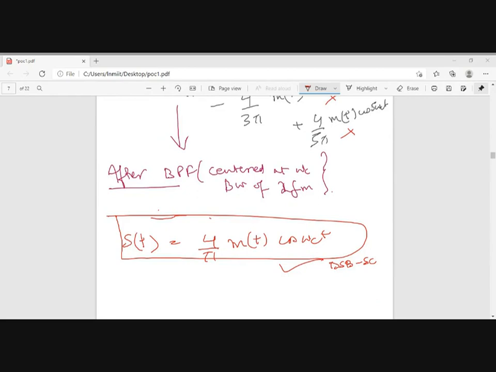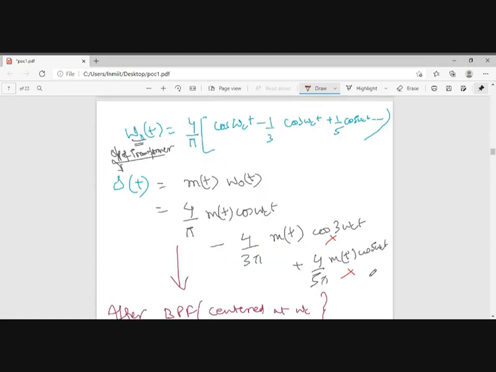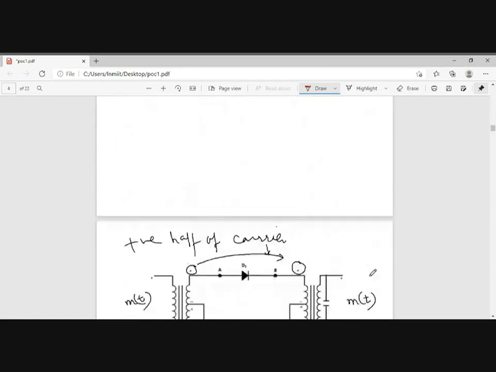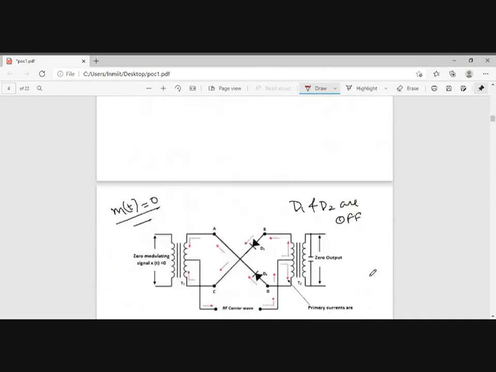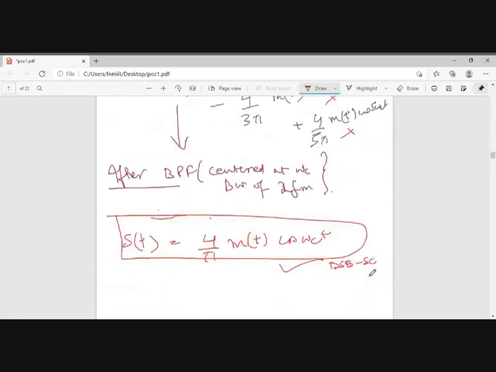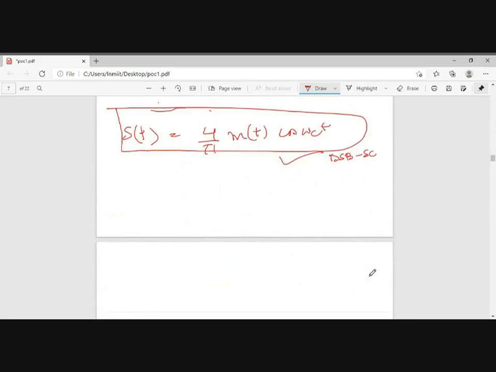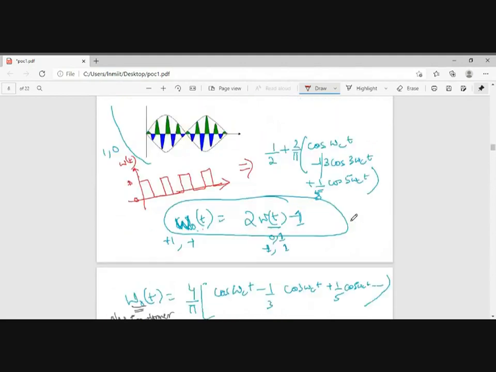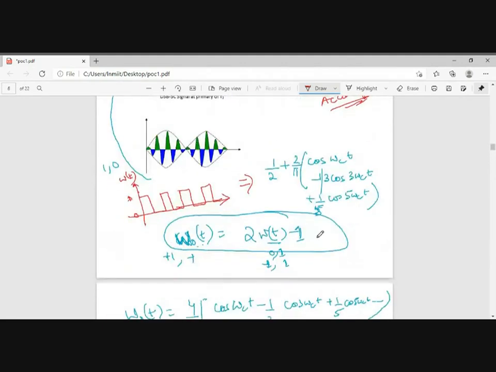Any one of you having a confusion, please ask. The structure is very easy. If you have a query, please ask. So just by remembering the Fourier transform of a pulse ranging between 0 and 1, we have derived the equation for the DSB-SC signal.